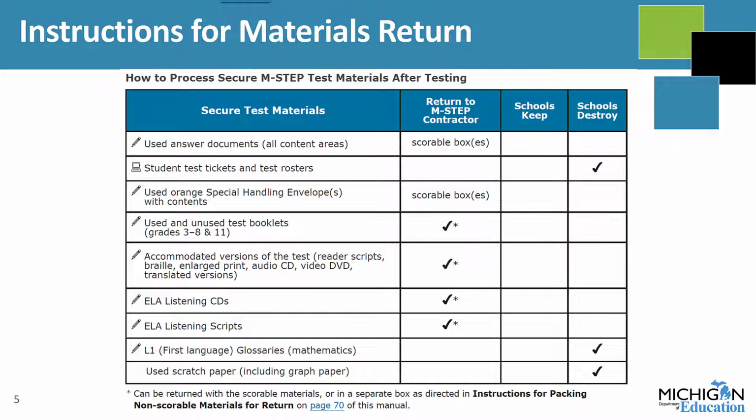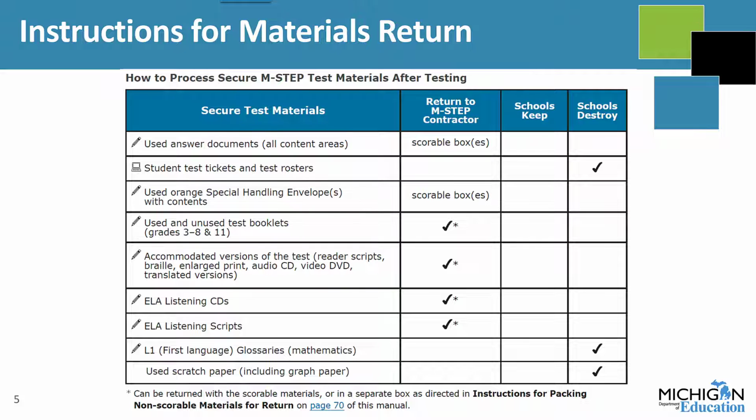Here's the table from the TAM that's going to be your most helpful guide when it comes to preparing your materials after testing. It's on page 66, and there's a table for what to do with your secure materials and a separate table for what to do with materials that aren't secure. You'll notice that there's a column for what needs to be returned and a column for what schools keep and what schools destroy. Of course, there's nothing in the schools keep column because secure materials cannot be kept hanging around the school or district. There are some materials in the non-secure table that I'll show you next that schools can keep.